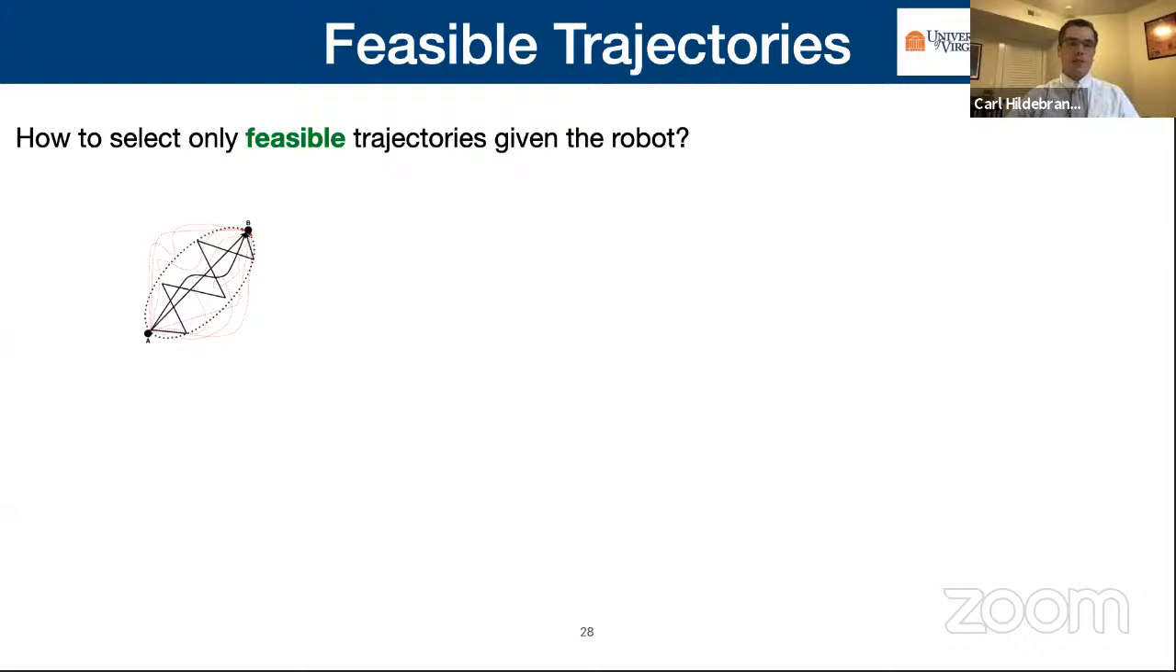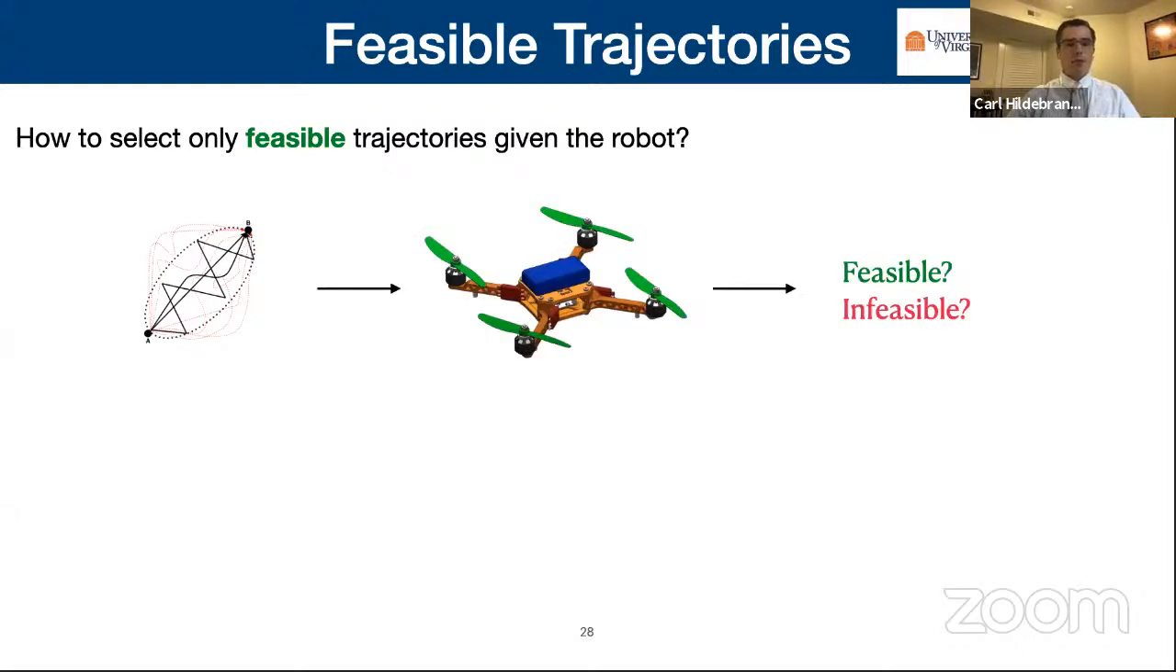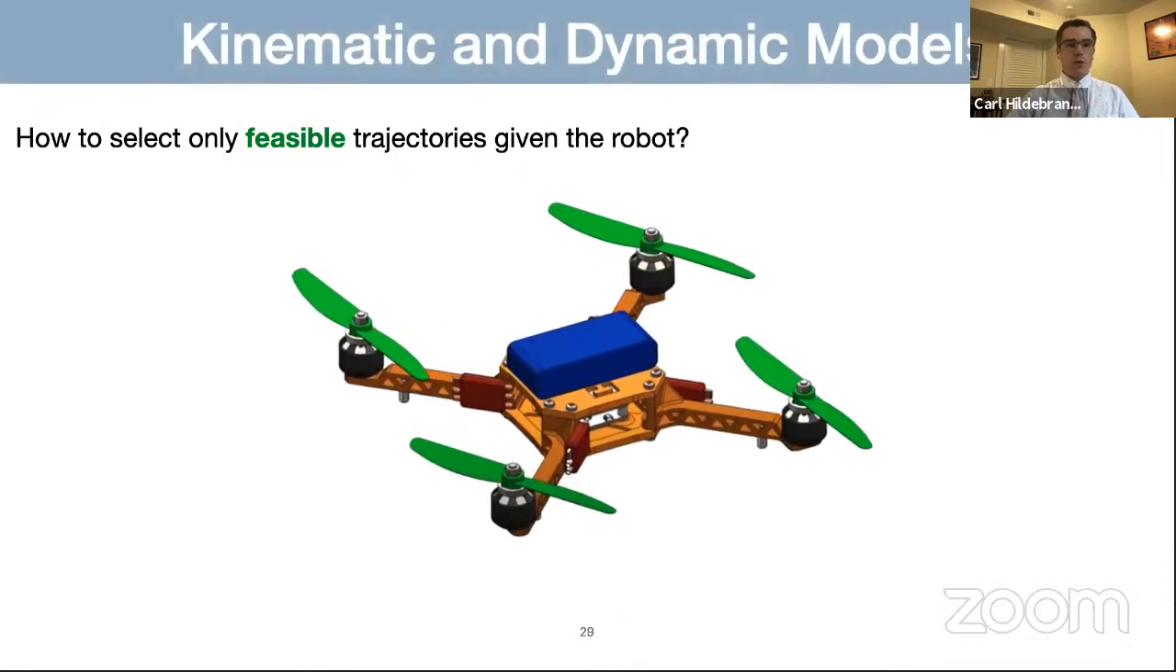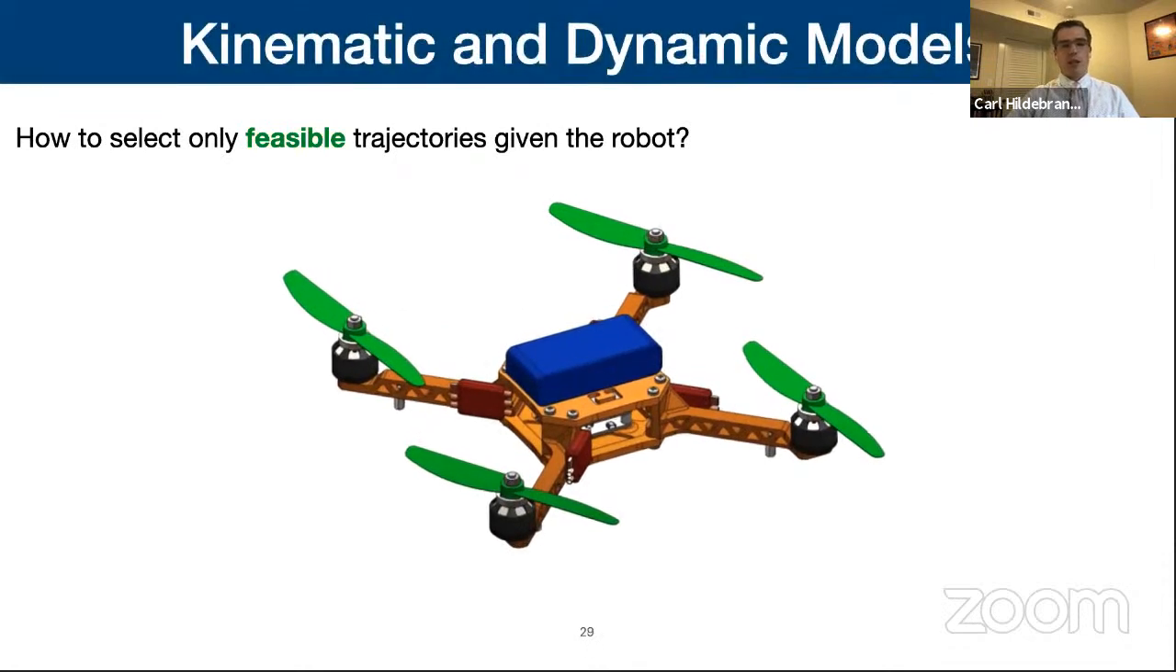We need to be able to identify whether a robot can physically achieve a trajectory before we execute that trajectory. The key to solving this problem, or the secret sauce, was the realization that by incorporating the physical model into the generation process, we could compute how we expect the robot to behave. So let me expand on this. First, we need to know what robot we're working with. In our paper, we use a quadrotor as shown in the figure, although the following approach applies to any robot.